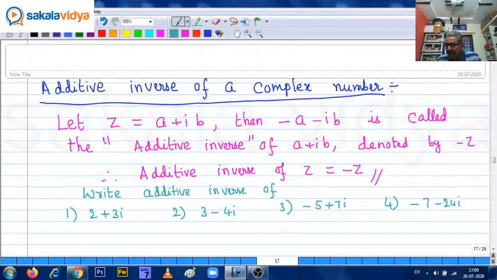Right. Everybody is correct. Right, wonderful. Good job. So for this one, minus 2 minus 3i. For this one, minus 3 plus 4i. For this one, 5 minus 7i. For this one, 7 plus 24i. Correct? Have you checked all of you?